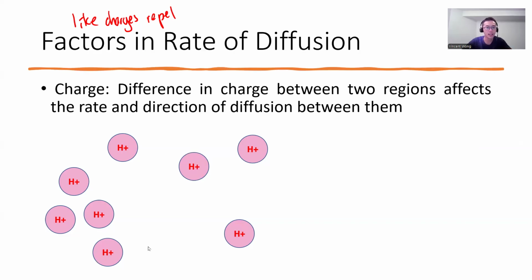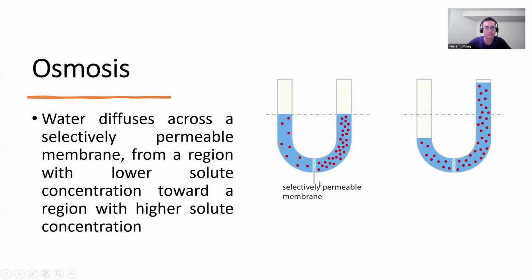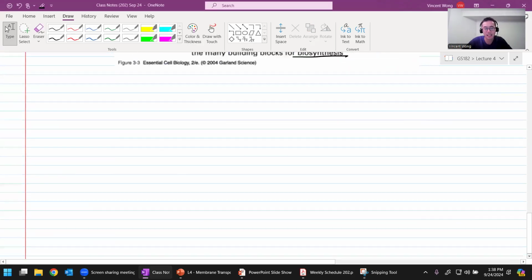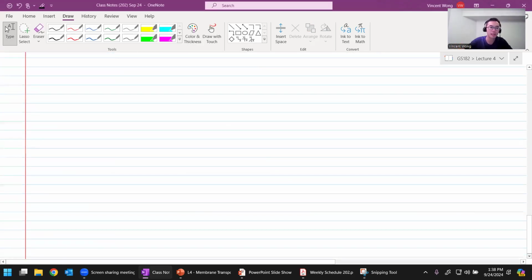Next, we are going to talk about another kind of transport, which is called osmosis. Osmosis is basically the diffusion of water, the movement of water across a selectively permeable membrane. Now, this is a confusing concept for some people, so let me try to explain this to you. Don't look at the PowerPoint slide. Try to draw this out, and then I'm going to try to explain it to you.